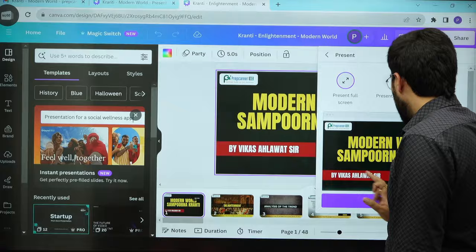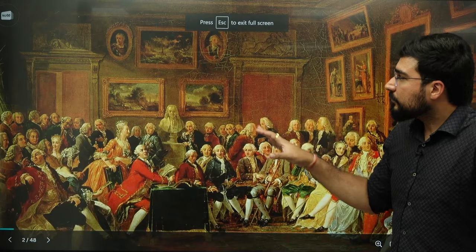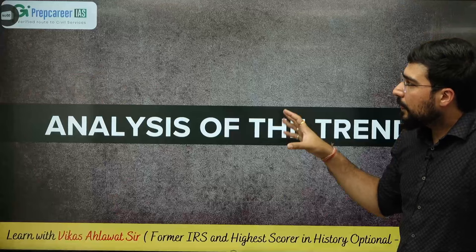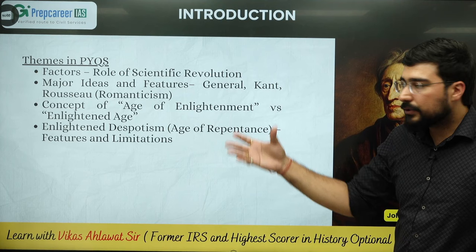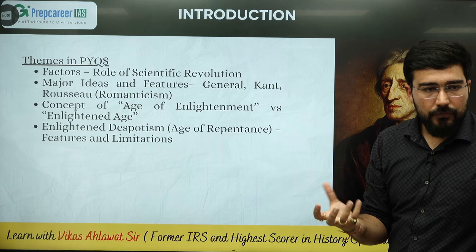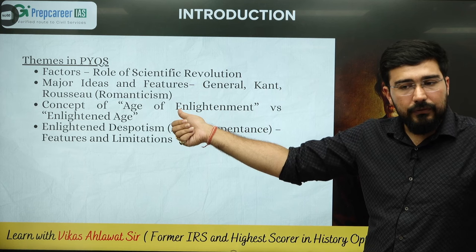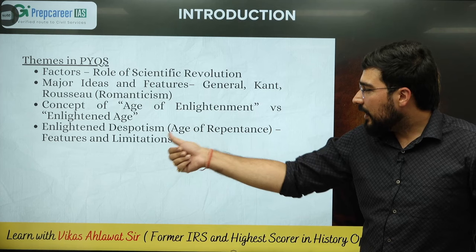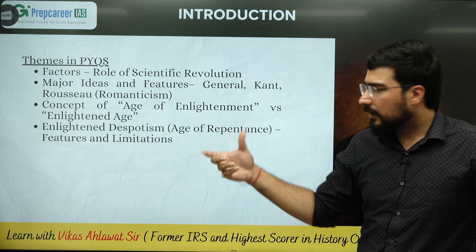So like if I take the topic of Enlightenment, first we will talk about what is the trend in the PYQs. Okay, this you can do for yourself. Nahi karna to mere saath kar lena, that is going to help out. So what questions are coming on factors or the role of scientific revolution, ideas of enlightenment in general, the specific role of Kant, Rousseau. Within this we have romanticism, the concept of age of enlightenment versus enlightened age, enlightened despotism or age of repentance. This is the theory which is given by Lord Acton. And finally features and limitations. So this is the overall theme which you will find in the PYQs.